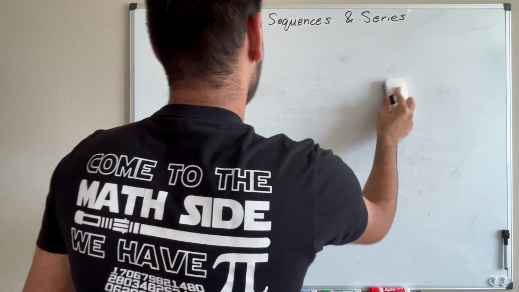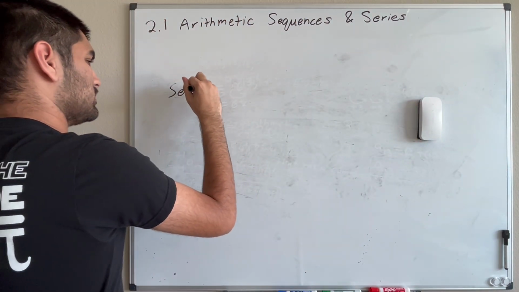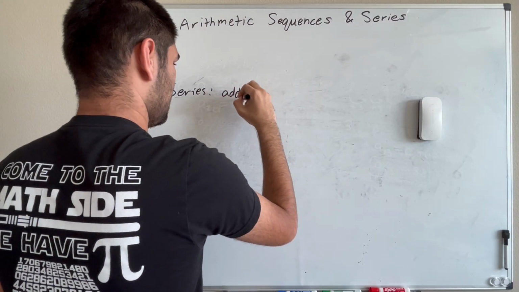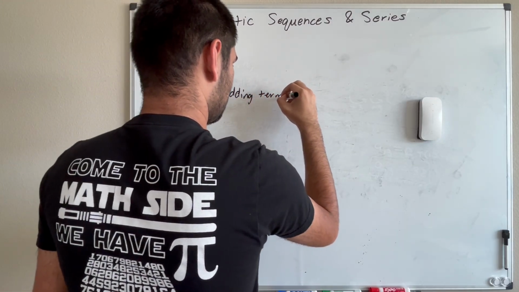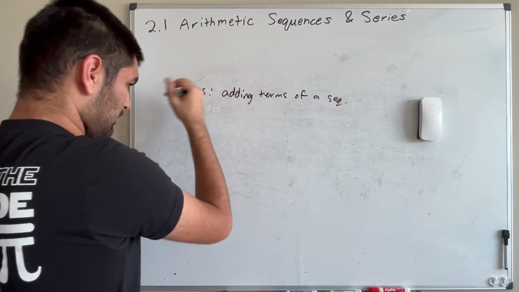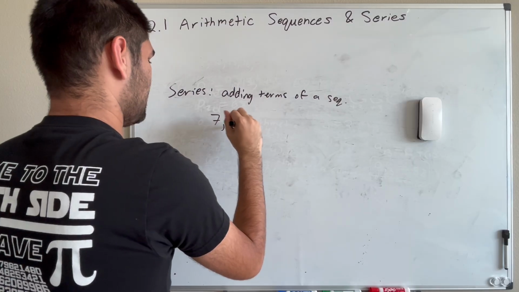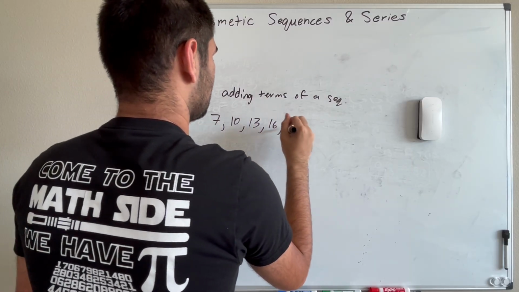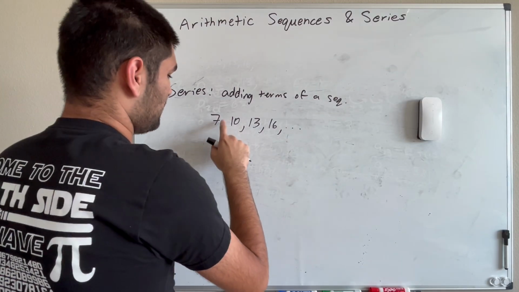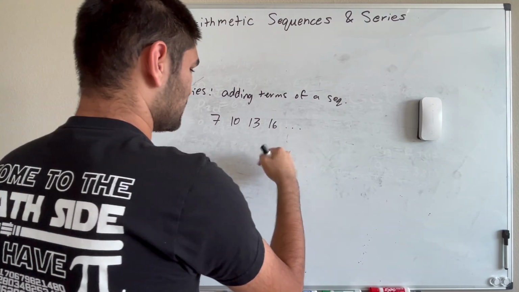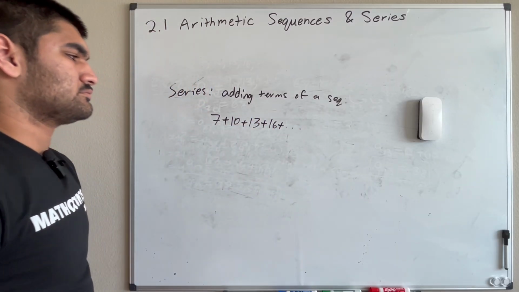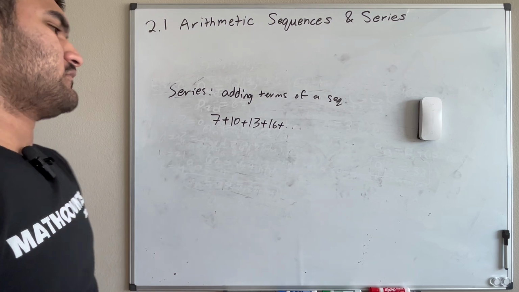So now let's move on to series. A series is just adding the terms of a sequence. So if we had the previous example of 7, 10, 13, and 16, then what a series is, you're basically replacing all these commas with plus signs. So it just keeps going like this forever.